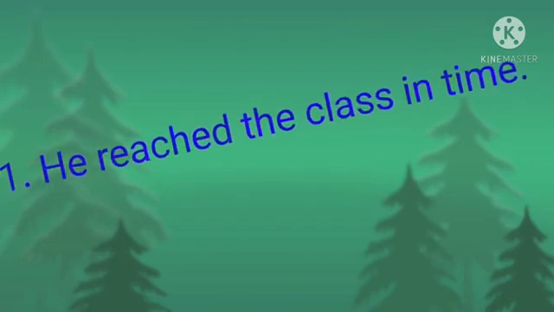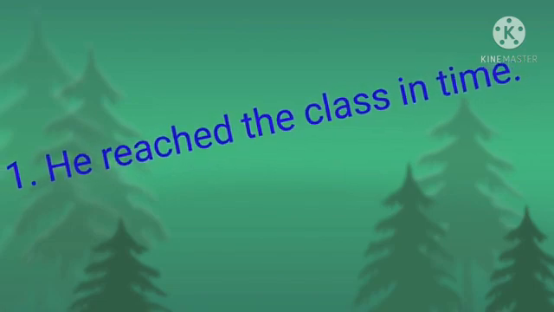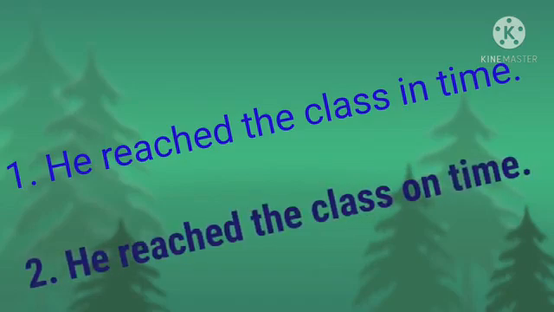Let's take two sentences with similar meaning but they are entirely different with the use of two different prepositions. The first sentence: he reached the class in time. Which is the preposition, children? In time. Very good. The word in is the preposition. The second sentence is going to be: he reached the class on time. Which is the preposition in this sentence, children? Yes, it is on. On time.